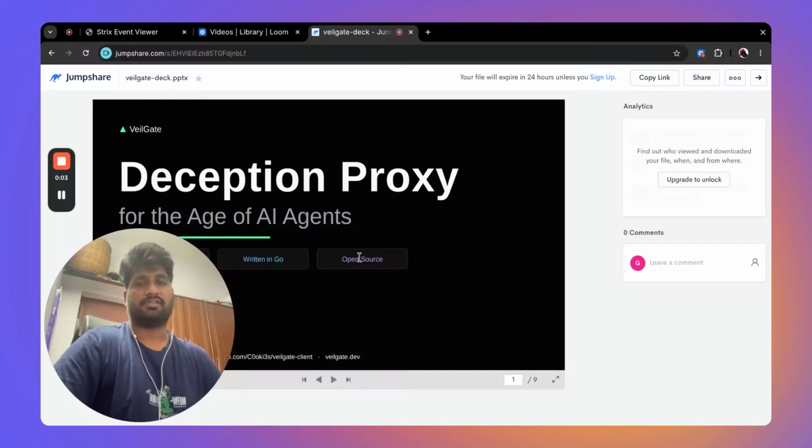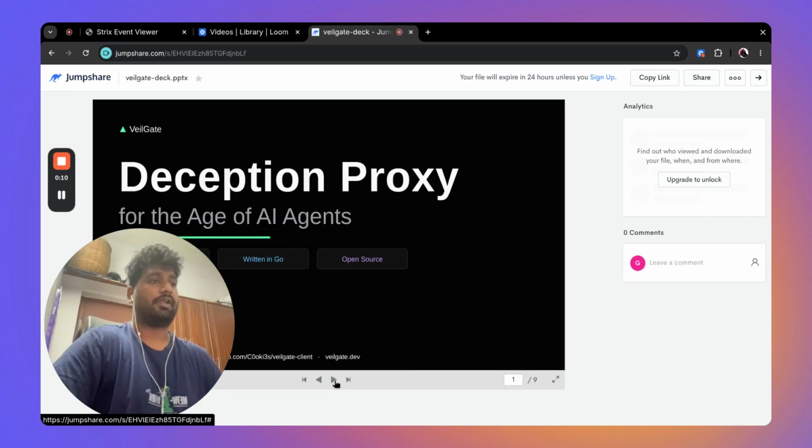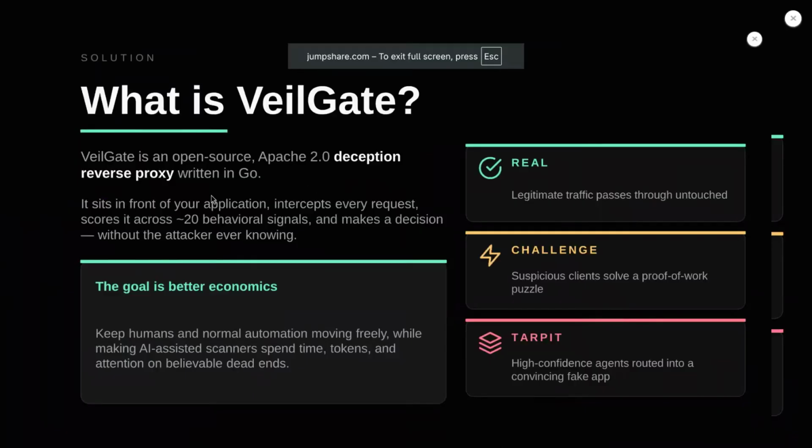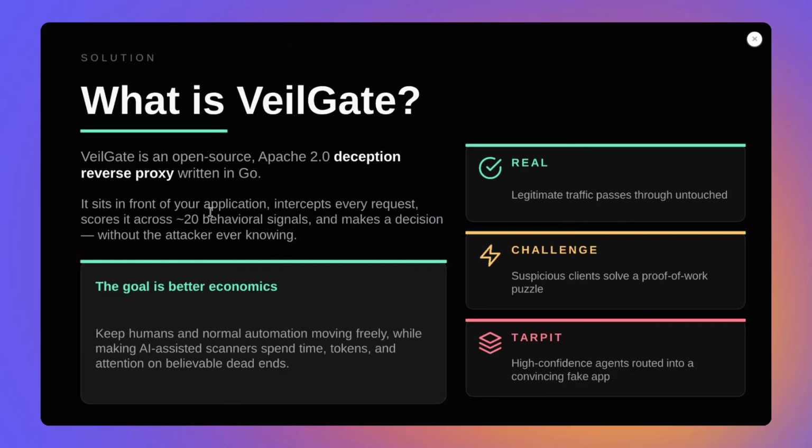Hi everyone, this is Jai Kandepu, and in this video I'm going to explain what VeilGate is. VeilGate is a deception proxy, written in Go. It sits in front of your applications and intercepts each and every request. Every request gets passed through 20 behavioral signals, and it makes a decision and scores accordingly.